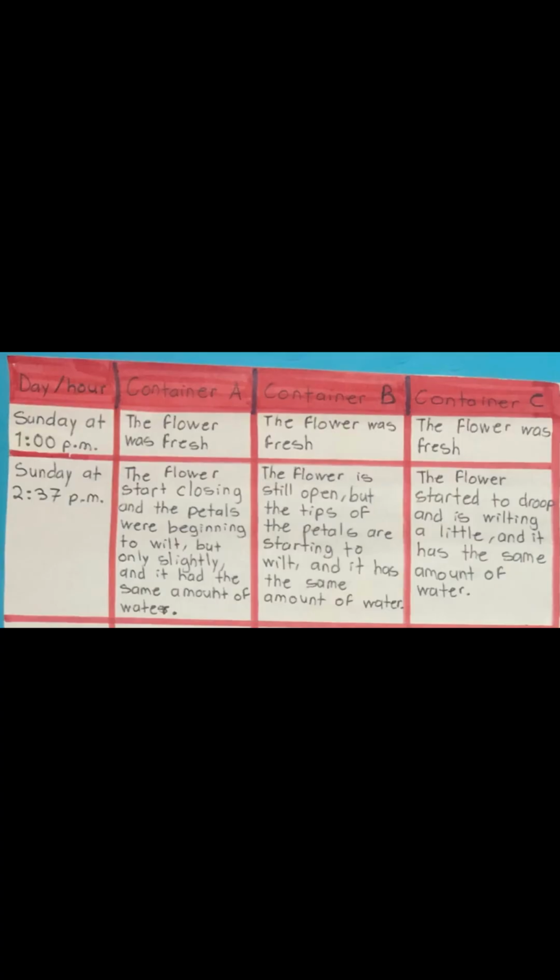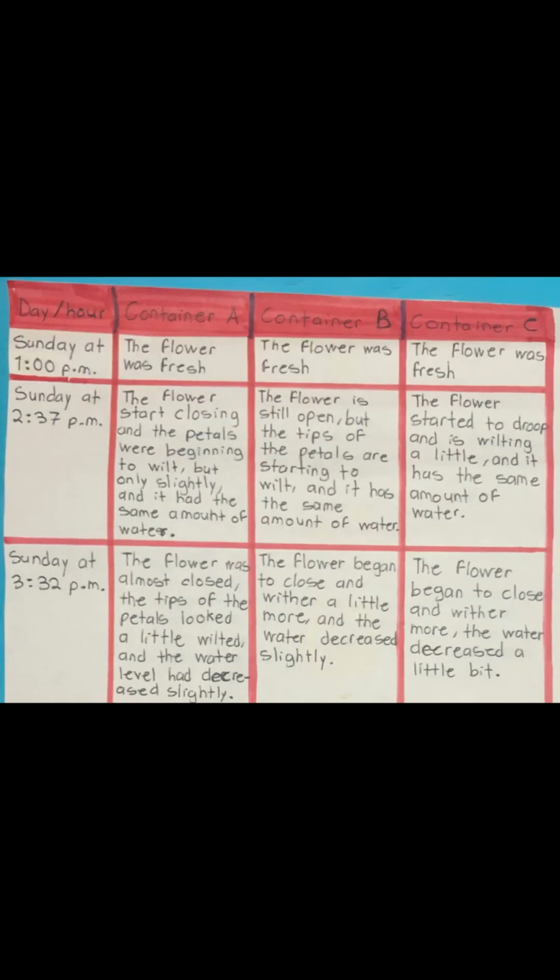In container B, the flower is still open, but the tips of the petals are starting to wilt, and it has the same amount of water. In container C, the flower starts to drop and is wilting a little, and it has the same amount of water.